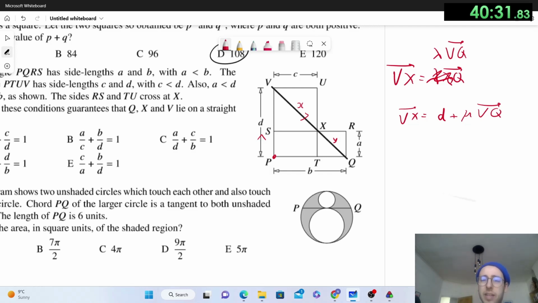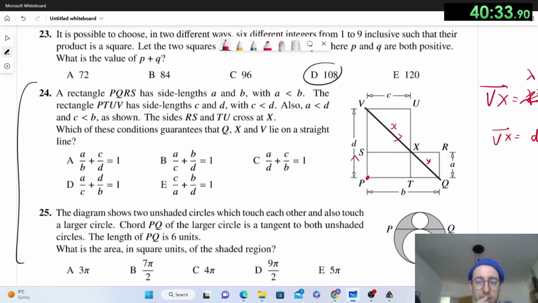What am I actually being asked? Okay, right. This is the side length. The sides are S, T cross X. This just guarantees that they lie on a straight line. Does it always lie on a straight line? No, because if they crossed here, for example, then they obviously wouldn't lie on a straight line.